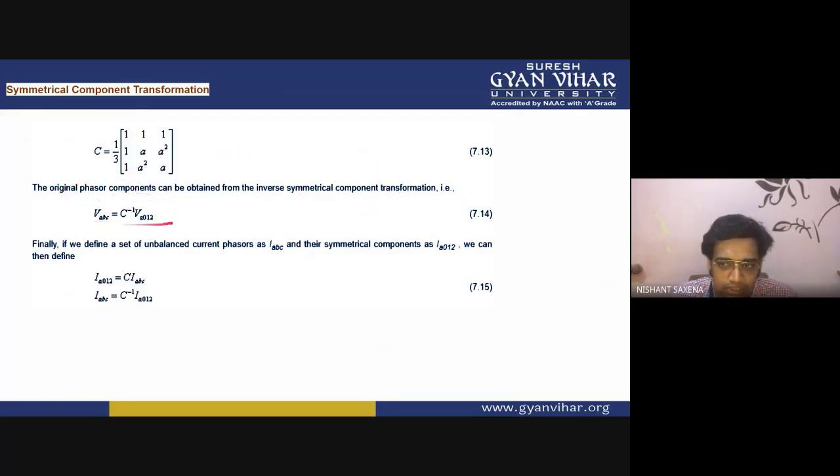Now, when I take the inverse of it, something is missing. It is the inverse of this matrix. I will be writing the inverse of this matrix as 1 upon 3, [1, 1, 1; 1, alpha, alpha square; 1, alpha square, alpha] times VA, VB, VC.